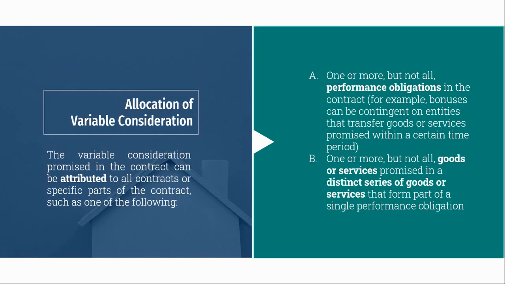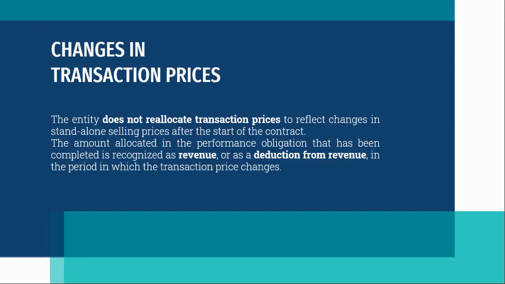And the last is allocation of variable considerations. The variable considerations promised in the contract can be attributed to all contracts or specific parts of the contract, such as one of the following. A. Performance obligations in the contract, or B. Goods or services promised in a distinct series of goods or services that form part of a single performance obligation.